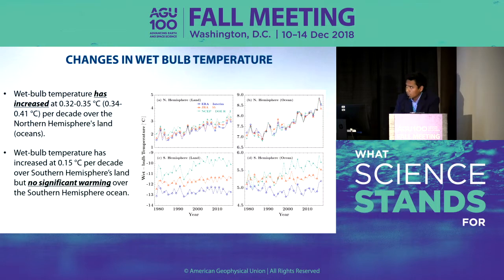whereas it also increased at the rate of 0.34 to 0.41 degrees Celsius per decade over the Northern Hemisphere ocean. We also found the wet bulb temperature has increased at the rate of 0.15 degrees Celsius per decade over the Southern Hemisphere land. However, no significant warming was found over the ocean.